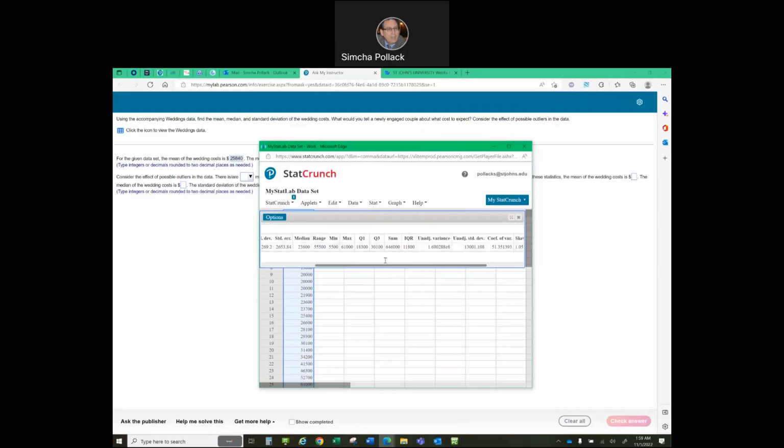So I'm going to take out my calculator. I'm going to multiply 1.5 times 11,800, which is the IQR. That's equal to 17,700. Add that to Q3, which is 30,100. And you get 47,800. So these two numbers are outliers, potentially. As you might expect, these are the really highest numbers.